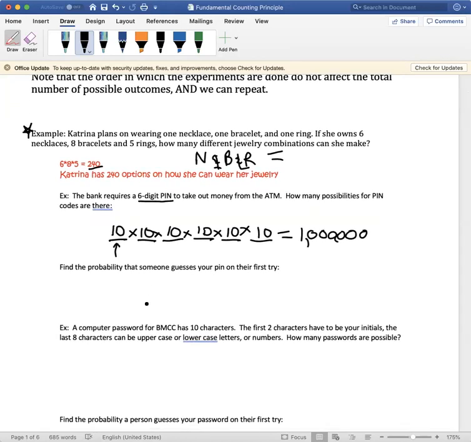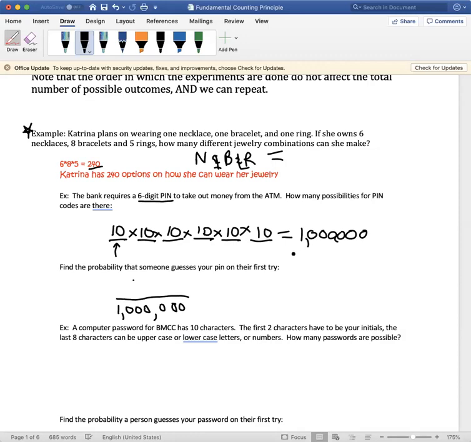Well, let's take a look at the next example, which says find the probability that someone guesses your pin on their first try. So if somebody is behind you and let's say that they want to try to steal some information from you, what's the probability that they guess your PIN? Well, there's 1,000,000 possible combinations. So our denominator is going to be 1,000,000. And what's the probability that they guess your PIN on their first try?